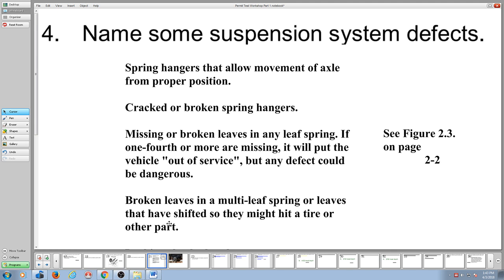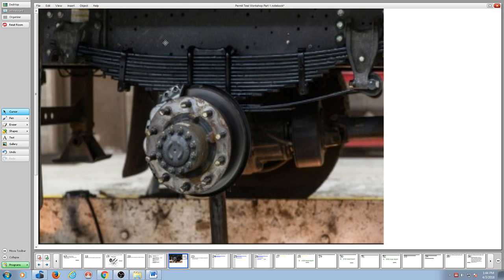Well, leaf springs can shift. Spring hangers allow movement of the axle from its proper position. Shifted leaf springs, cracked or broken spring hangers, missing or broken leaves. So this is mainly about the leaf springs, it looks like, but pretty much anything out of the ordinary. Anything that's cracked, broken, shifted in an improper place, loose, stuff like that is more of what they're looking for. We've got a nice little example of what they're talking about here. These are what leaf springs look like. It's a pretty heavy stack there.